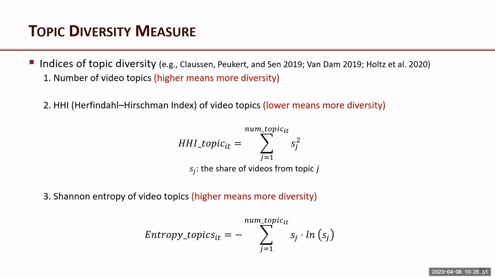And following the literature, we consider three indices. The first one is the number of video topics. This one is quite intuitive, right? But it has some drawbacks. Let's consider such an example.